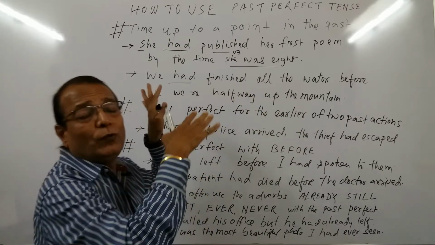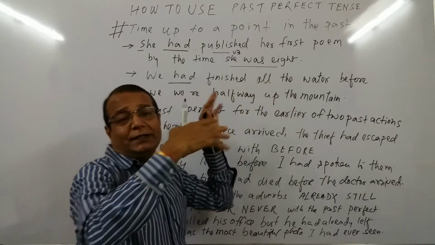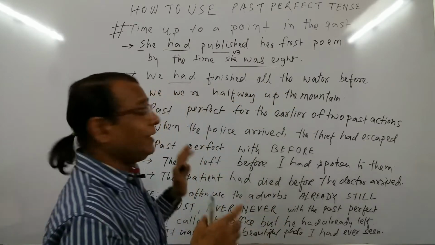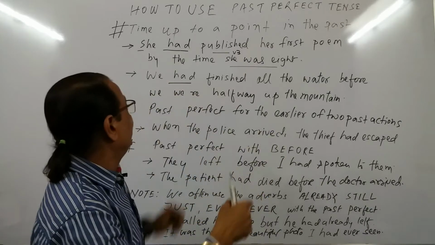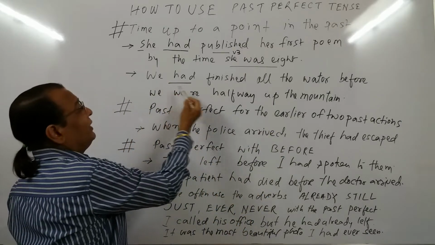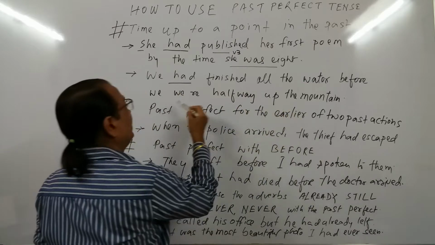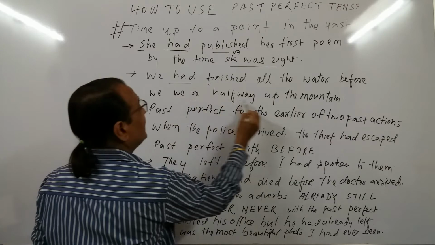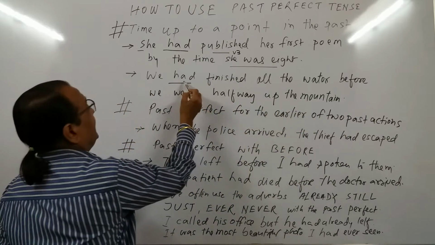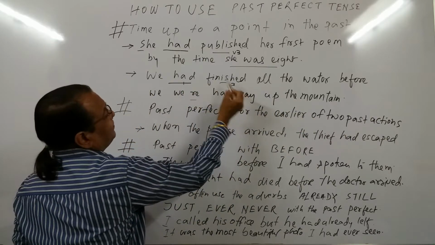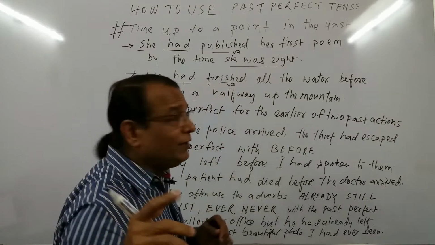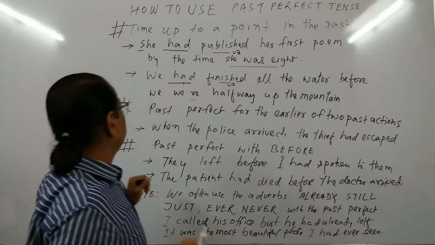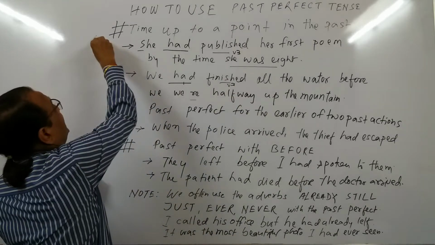Suppose we were going up the mountain, okay, and we had some water so that we could drink, okay, and then what happened? It finished. So what's the sentence I have written here? We had finished all the water before we were halfway up the mountain. So this is the point in the past, we were halfway up the mountain, and had, and this again V3. You have to be very careful that we are supposed to use V3, the third verb, only in past perfect tense. Second rule, rule 1 is finished.